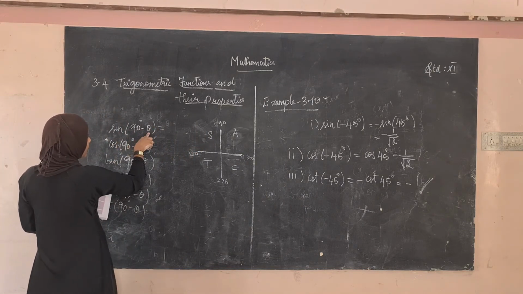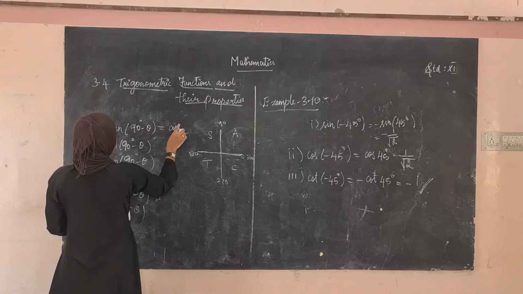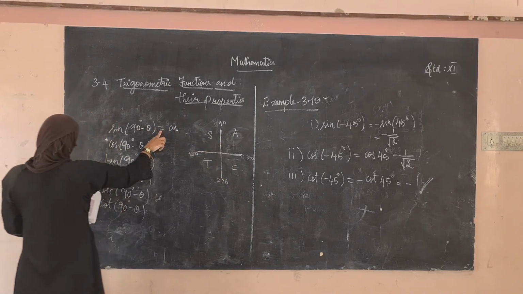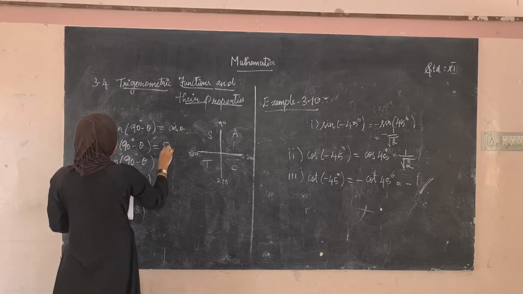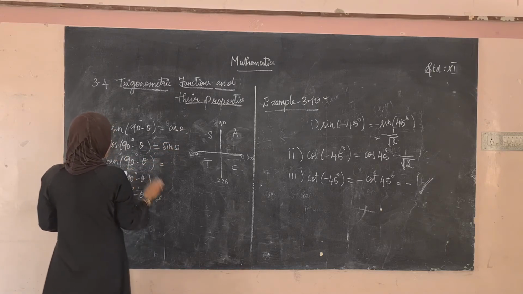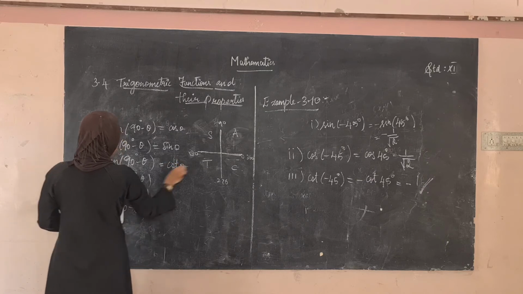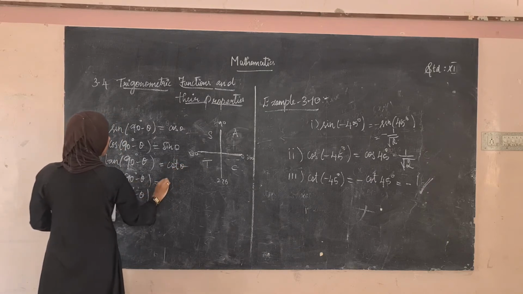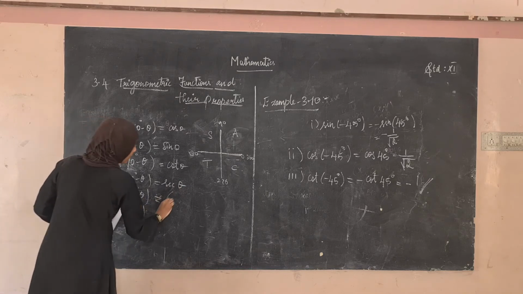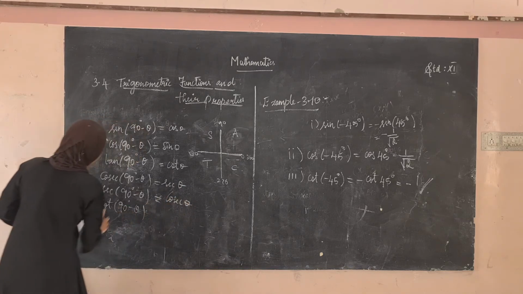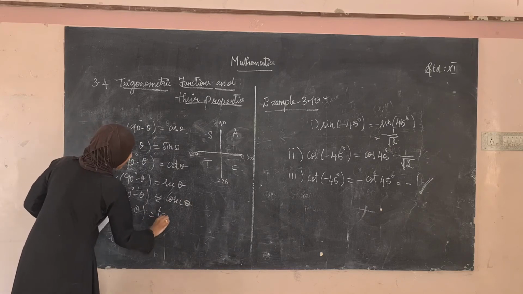Sin 90 minus theta becomes cos. See here, all are positive, so this becomes cos theta. So cos 90 minus theta is sin theta. Tan 90 minus theta is cot theta. Cosecant 90 minus theta is secant theta. Secant 90 minus theta is cosecant theta, and cot 90 minus theta is tan theta.